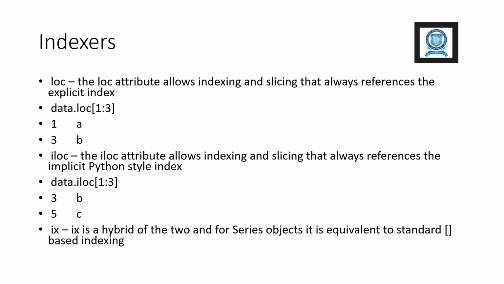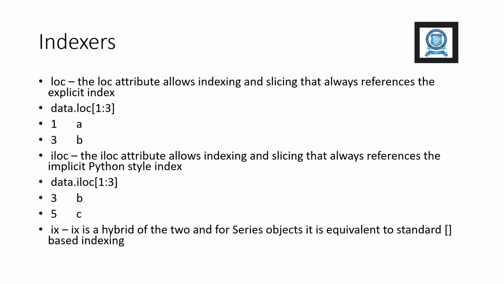loc: the loc attribute allows indexing and slicing that always references the explicit index. For example, data.loc of 1 colon 3. That is the value at index 1 and the value at index 3 will be printed. So the value at the first index is a and the value at the third index is b.